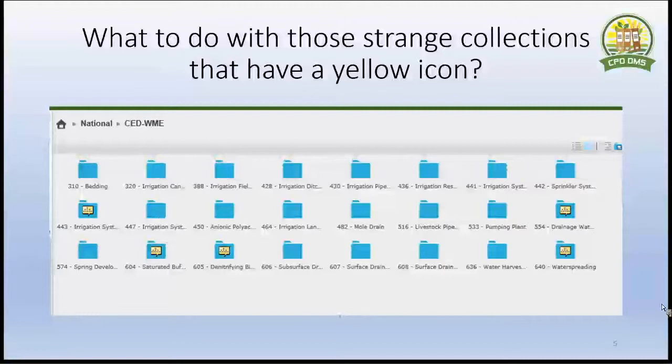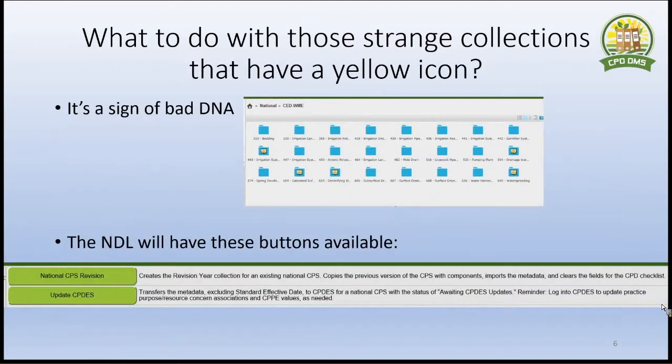All right. So I want to start with some of these collections that have a yellow icon in the middle of it. I did a screenshot of all the water management engineering collections within the DMS. You can see there are 24, but there are 1, 2, 3, 4, 5 that have this kind of strange yellow icon in the middle of the folder. So what does that mean?